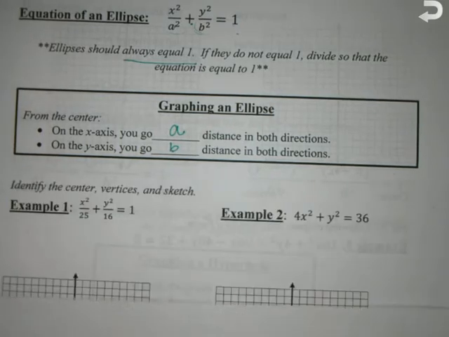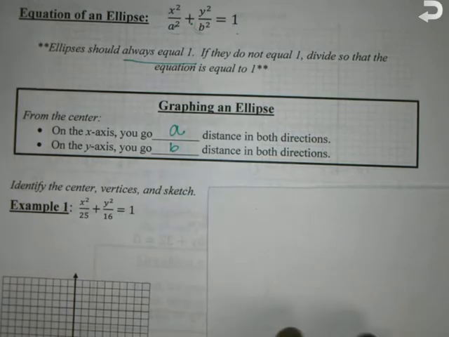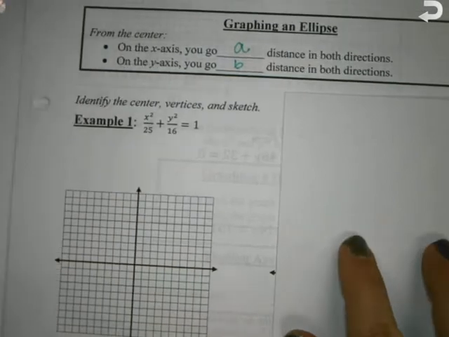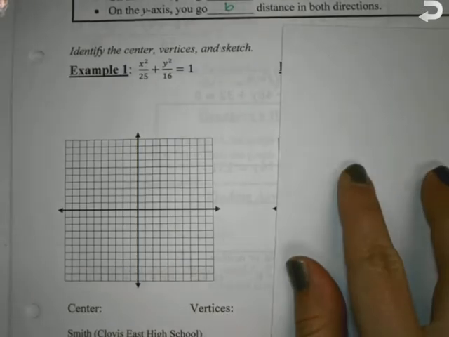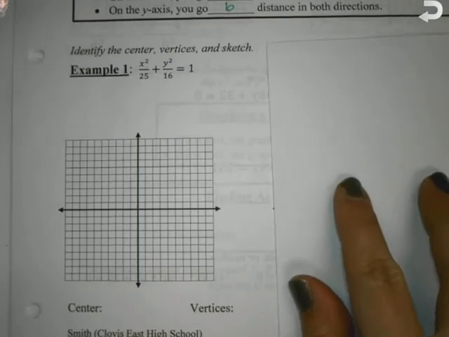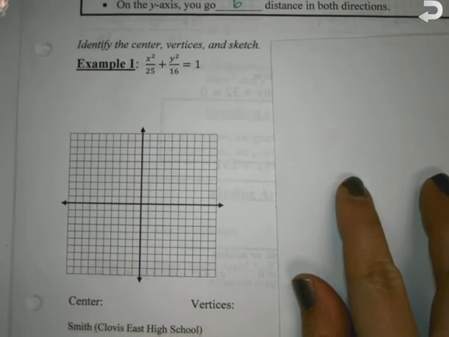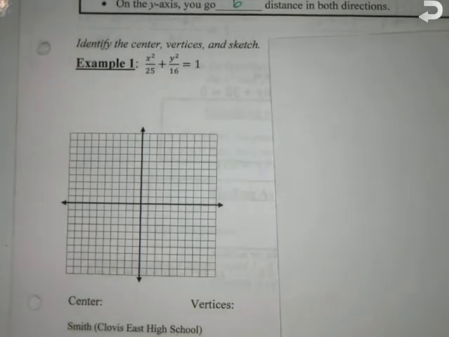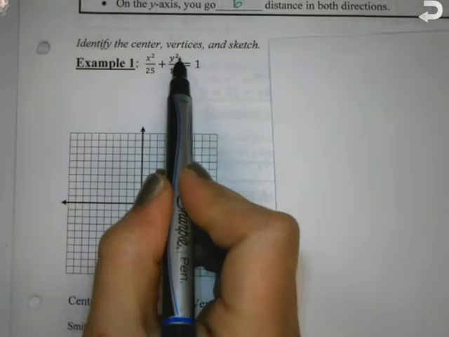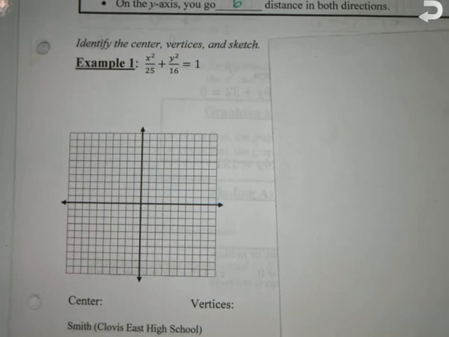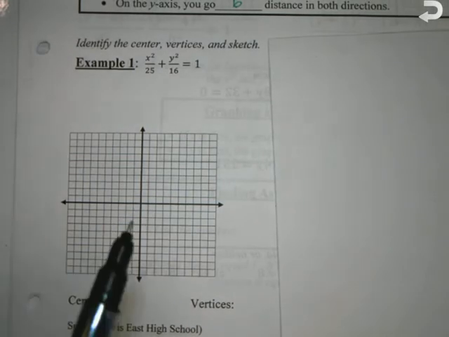Okay? So, example 1. What we want to do for these examples is identify the center, the vertices, and sketch. So, our first equation, x squared over 25 plus y squared over 16. I first need to find the center. What is my center here? Any ideas?